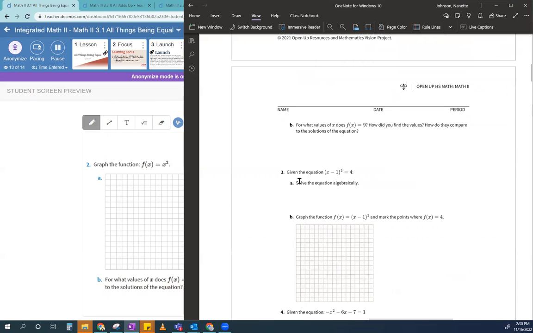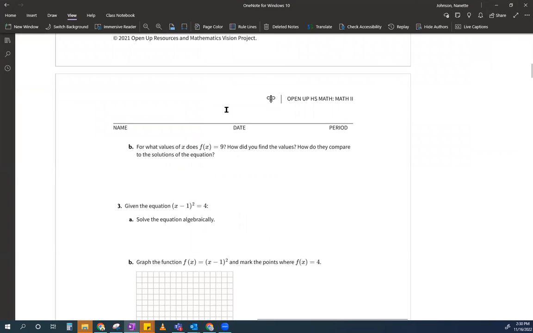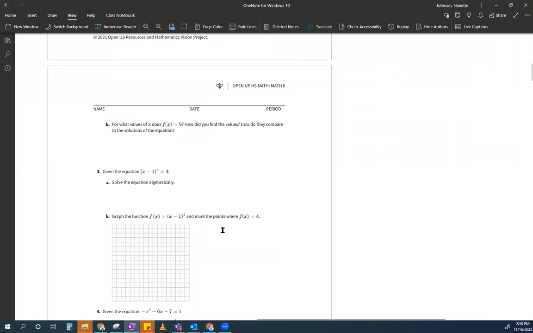Okay, let's do this next one. Given the equation, solve the equation algebraically. So this is going to take some remembering. Back in the day, this is probably in 8th grade, maybe 9th grade, depending on what you learned. So this is what they're asking you. They're asking you, what is X? What is X?